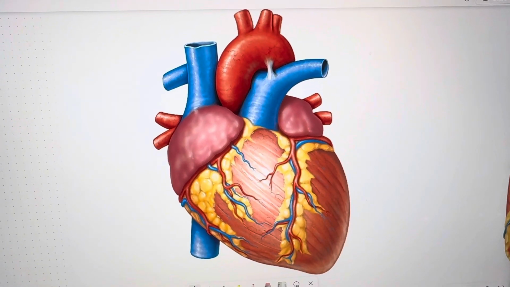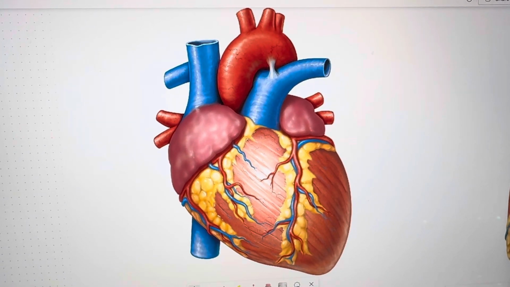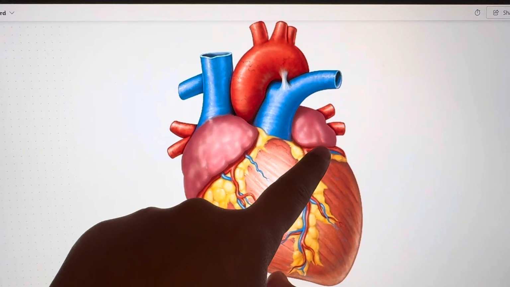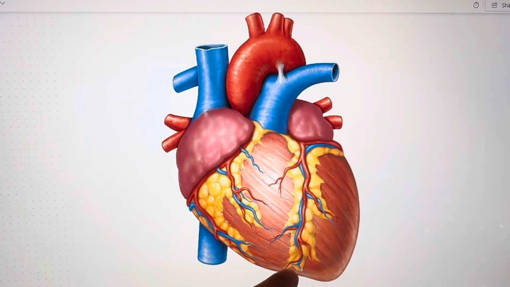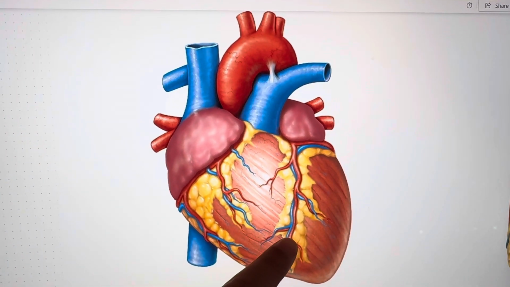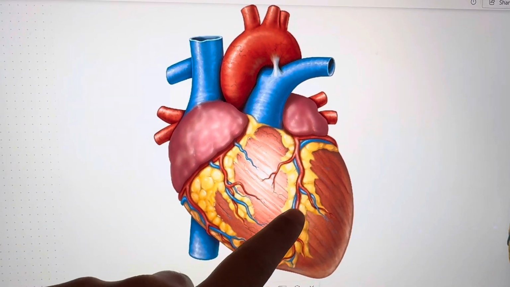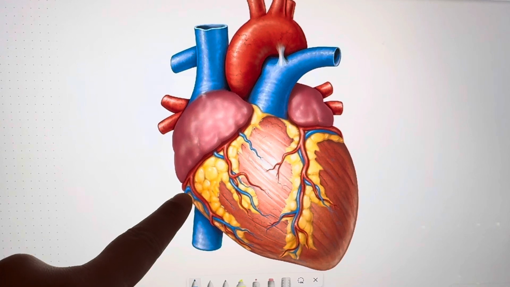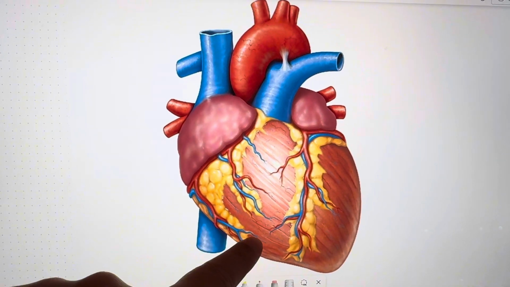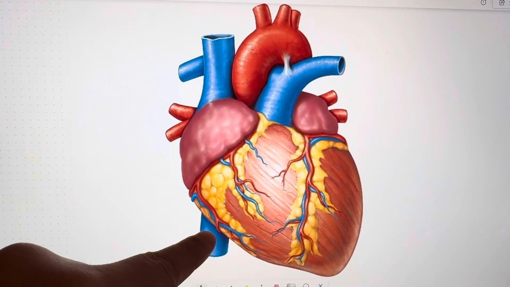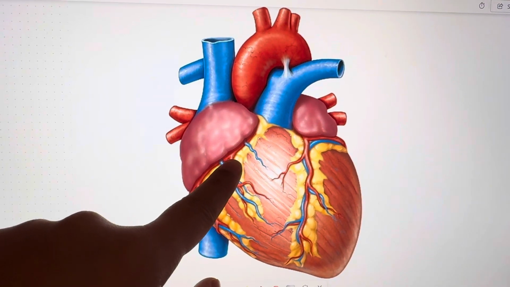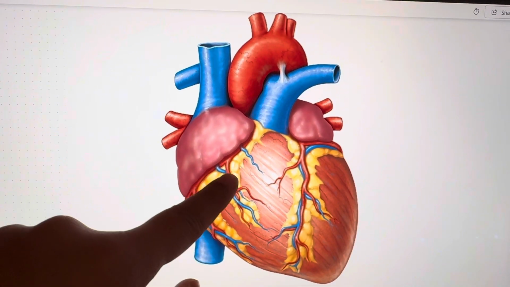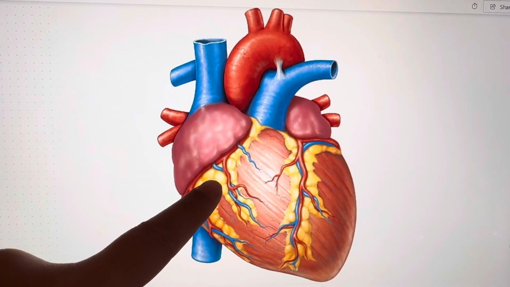Now let's actually look at the anatomy of the anterior side of the heart. This one right here, the one that descends, that is the great cardiac vein. Great cardiac veins are blue because they're deoxygenated blood. The one right here, that is the small cardiac vein. The one that also goes at the very top, these veins, those are the anterior veins.